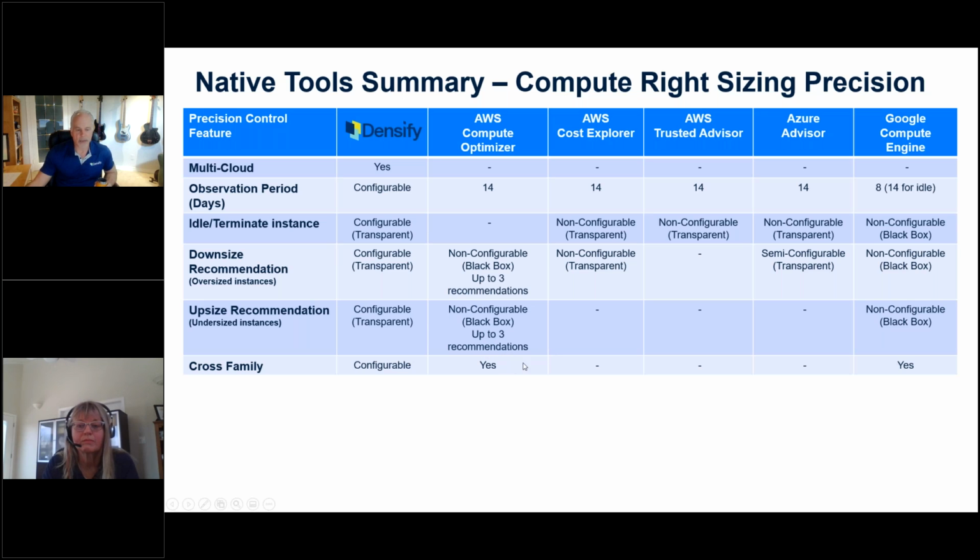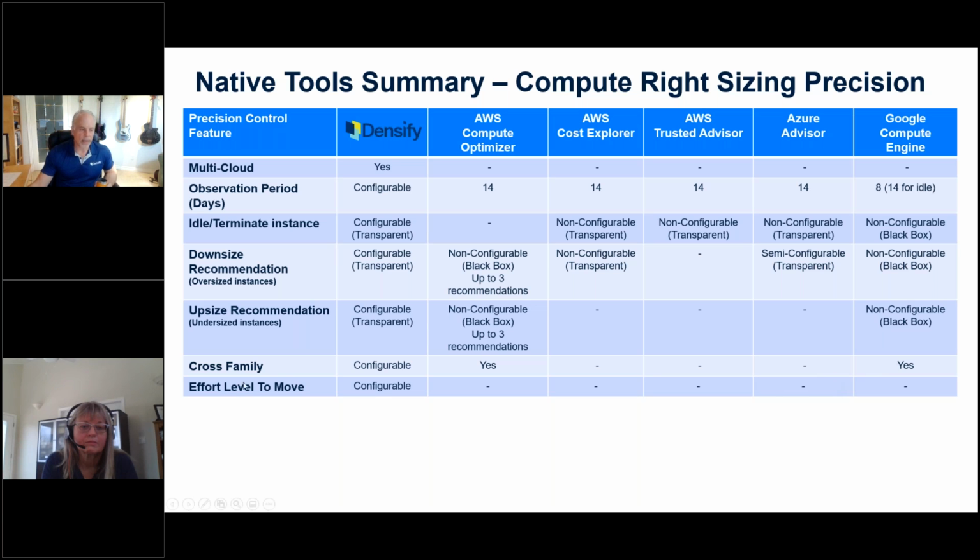You will get those kinds of recommendations from Compute Optimizer, based on the parameters that are specified here in terms of observation periods, et cetera. Nothing for the next 3 tools, Azure or the other 2 AWS tools, they're not designed for that. And Google Compute Engine will actually produce cross-family types of recommendations.